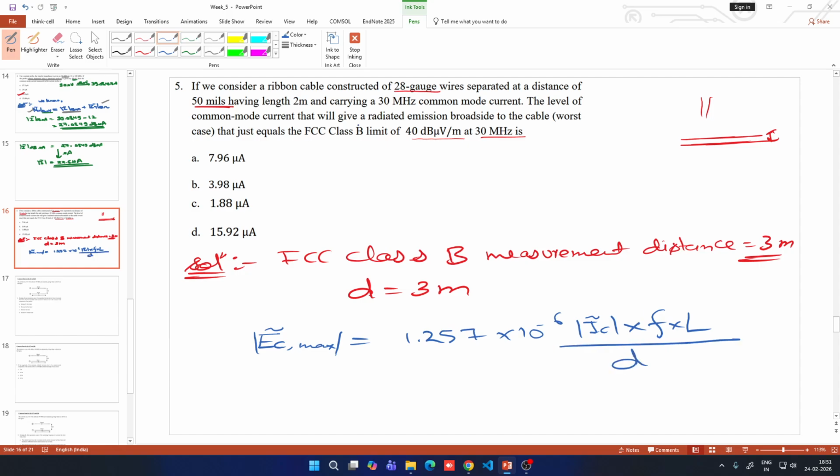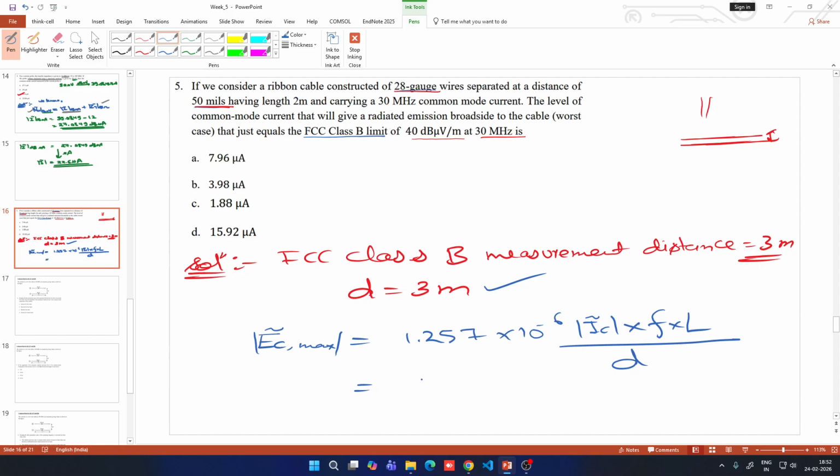In the problem d is not given, but what is given is the FCC Class B limit, and the measurement distance is always 3 meters, so that's why we have d also now. And length is given, and this E_C max does not depend on the separation distance, that's why I'm not using S here. So if you think clearly, some of the information given is kind of useless for us. If you don't even know the conversion of 28 gauge into meters and 50 mils into meters, it doesn't matter because we are not using the separation distance in the formula itself.